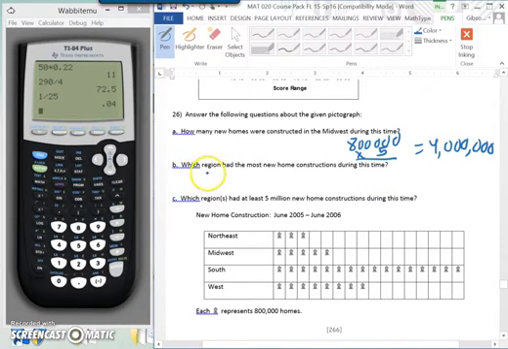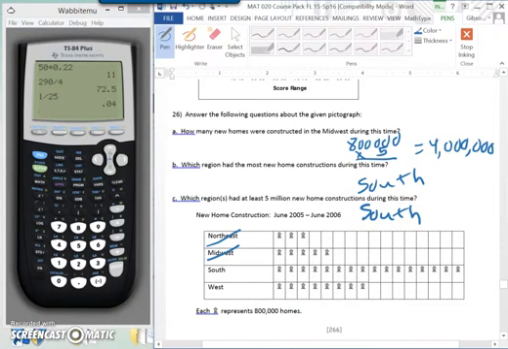Now we look at B. It says which region had the most new home constructions during this time? And we can see plainly that that's the South. C. Which regions had at least 5 million new home constructions during this time? We know that the Northeast is out and the Midwest is out because the Midwest is only 4 million and the Northeast has less than that. So now we know the south definitely has it.